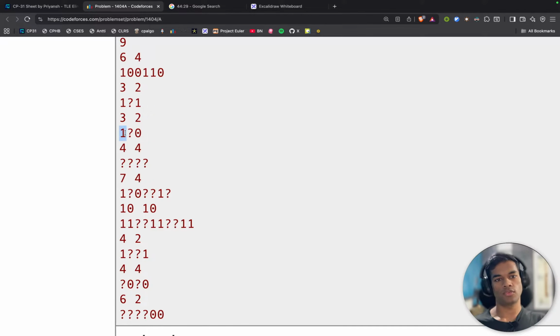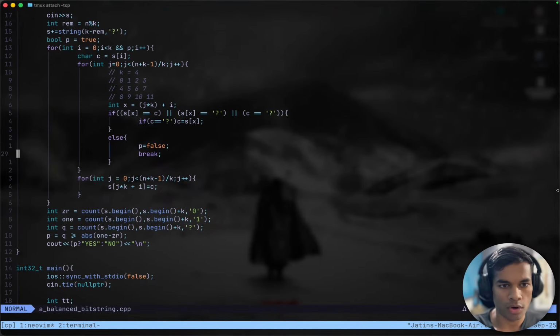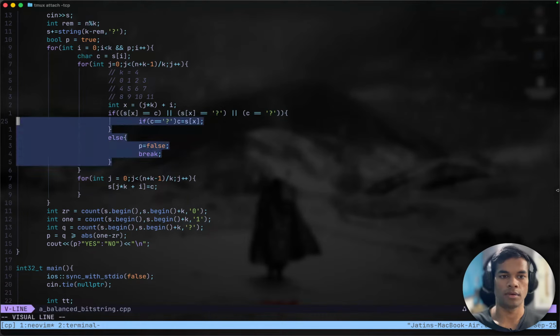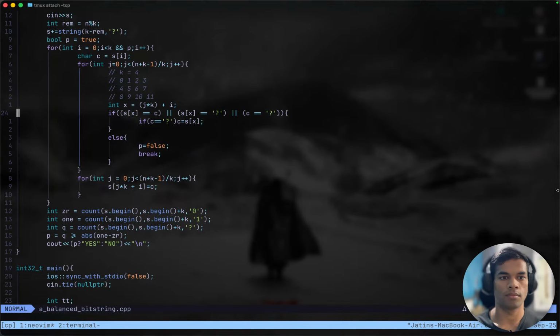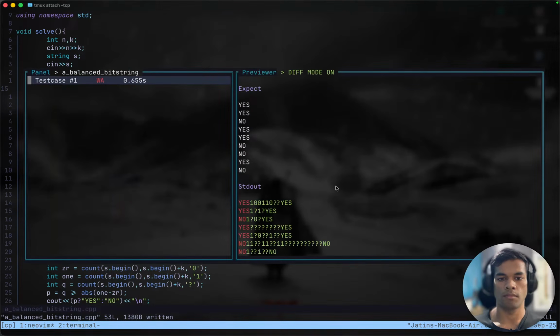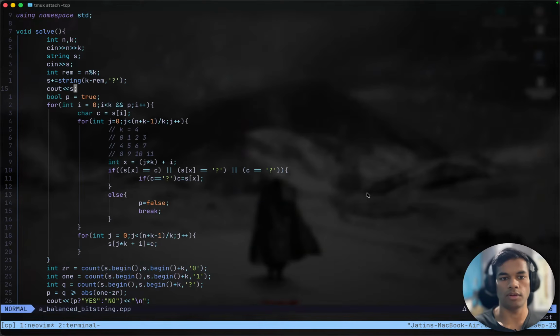I mean, this should be invalidated just because of this. I have 1 and then I have a 0. This should be invalidated because of that. And why was this thing unable to catch it? Yes, 1 0. I have 1 and 0 in the second substring.